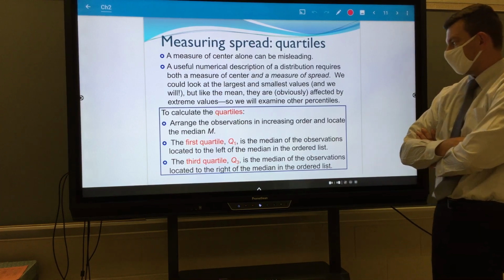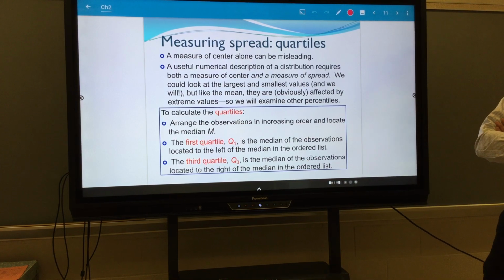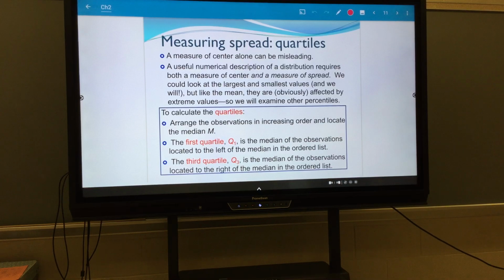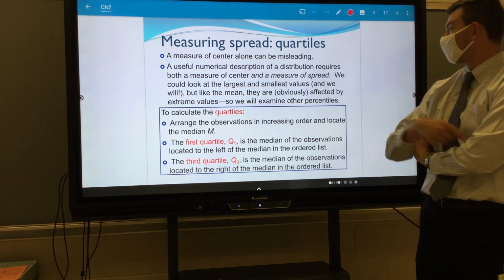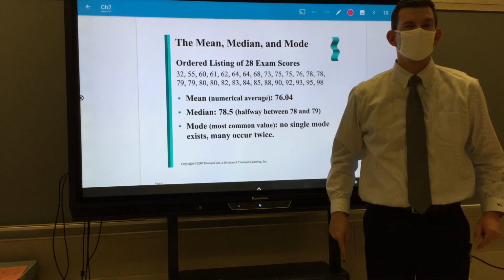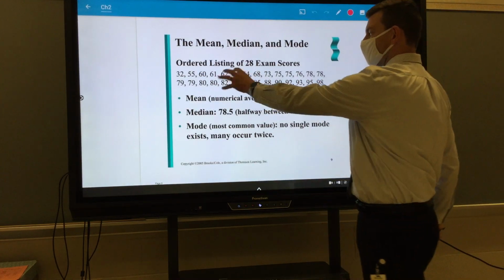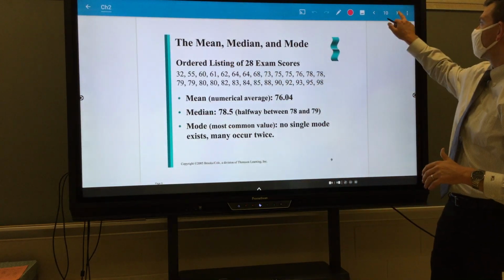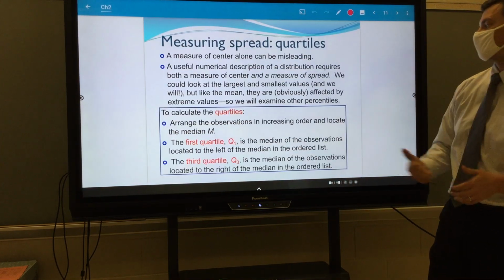This goes on to say we could look at the largest and smallest values, and we will, but like the mean, they are obviously affected by extreme values. Okay. Max and min alone aren't great. We have a test score of, what was it, 32? Our next lowest test score isn't until 55. So it doesn't give us much of an idea about the other non-max and min values if we just look at the extremes. Okay?